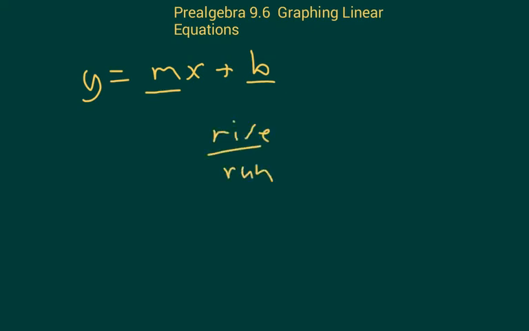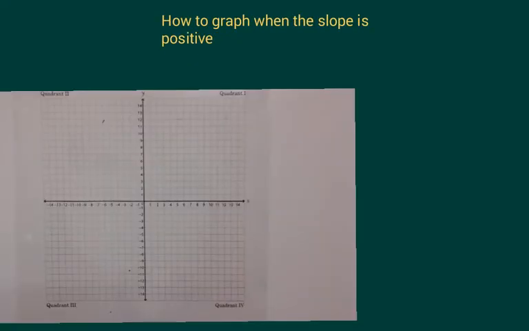And if you know how far to go up or down, and how far to go left or right, and you know the y-intercept, you can go ahead and graph that function. So we're going to take a look at how you can do both positive slope and negative slope, and then a review of an xy chart that can be used to graph a linear equation. So how do we graph when the slope is positive?